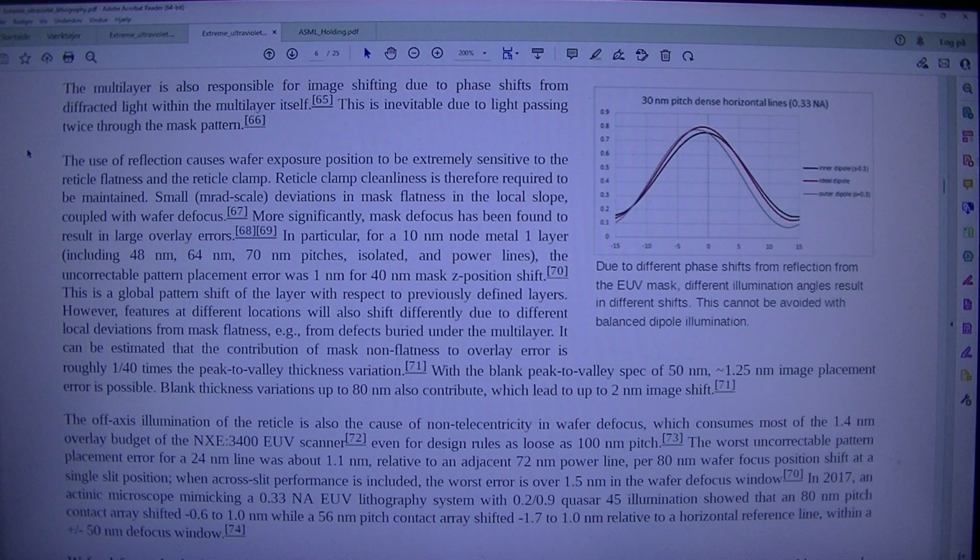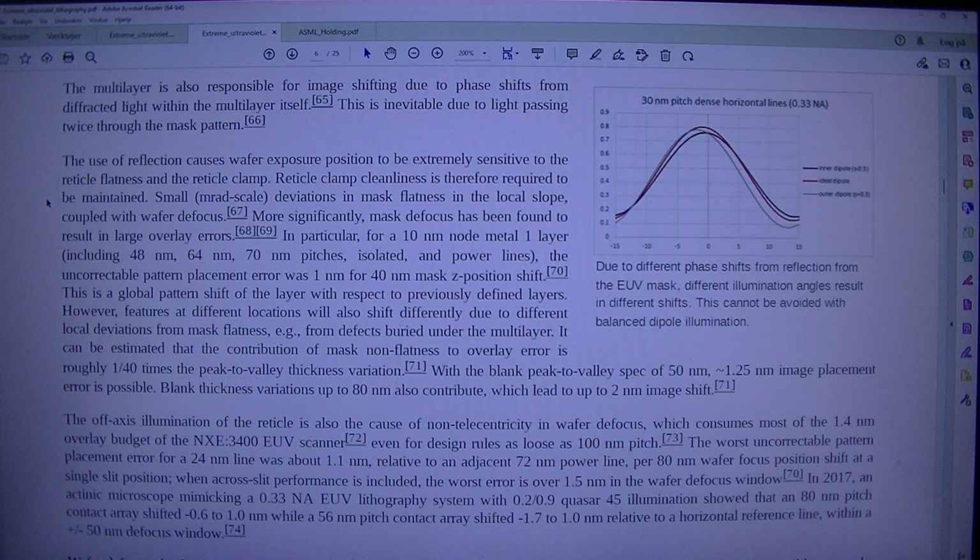Due to different phase shifts from reflection from the EUV mask, different illumination angles result in different shifts. This cannot be avoided with balanced dipole illumination. The multilayer is also responsible for image shifting due to phase shifts from diffracted light within the multilayer itself. 65. This is inevitable due to light passing twice through the mask pattern. 66. The use of reflection causes wafer exposure position to be extremely sensitive to vertical flatness and the reticle clamp. Reticle clamp cleanliness is therefore required to be maintained.